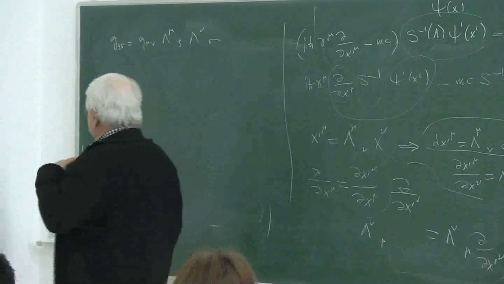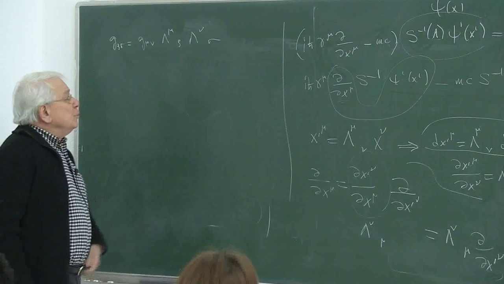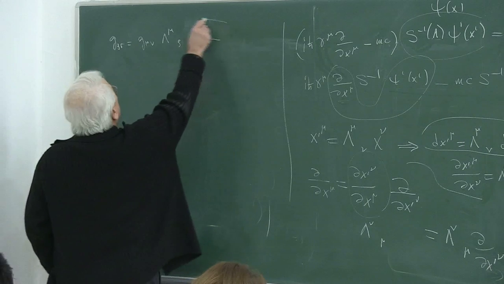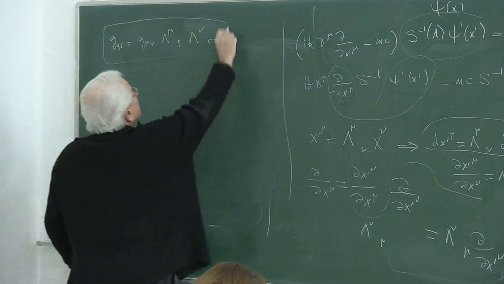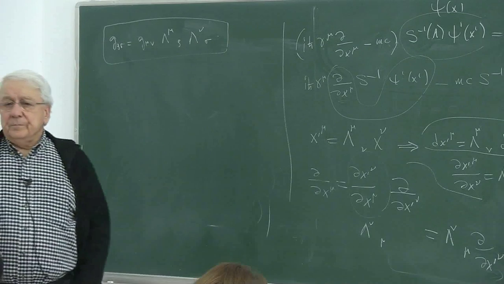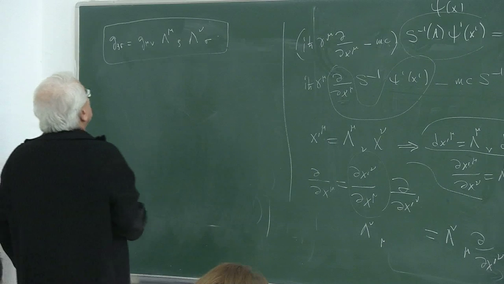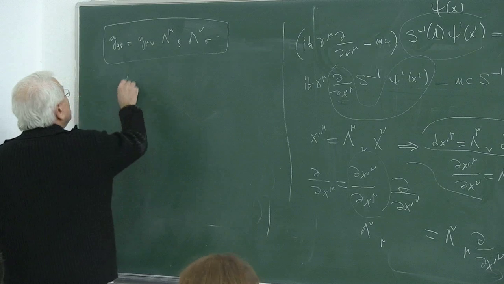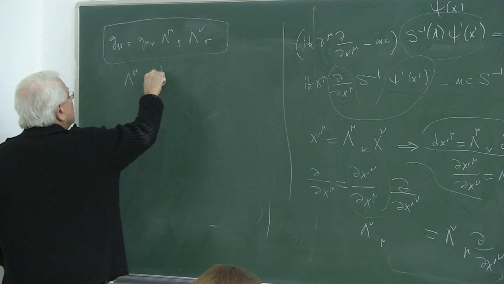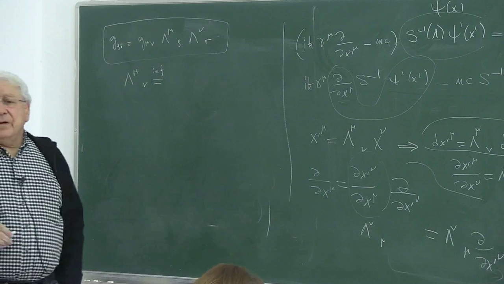Now, perhaps you can use this relationship to demonstrate some of the properties of the lambda. Let's take this as the starting point. Let's try to deduce as many properties as possible for the lambda. Let me write the lambda infinitesimal. Say, lambda mu nu. If I write this in the infinitesimal case, what do I have?